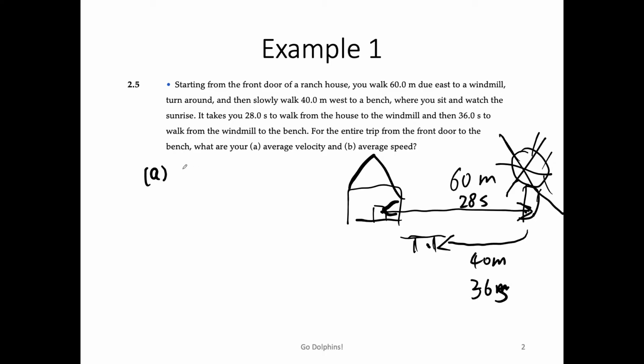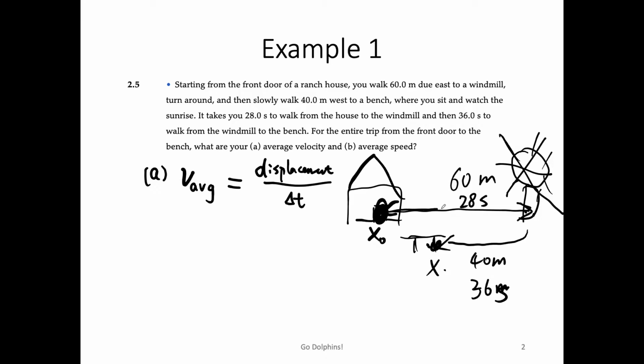The thing we need to understand for this one is the definition of average velocity. The definition of average velocity is displacement over time. And displacement is your final position subtract your initial position. So here this is your initial position and this is your final position.